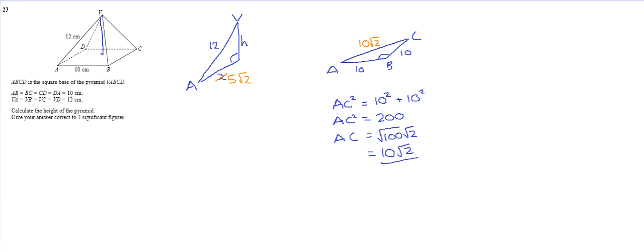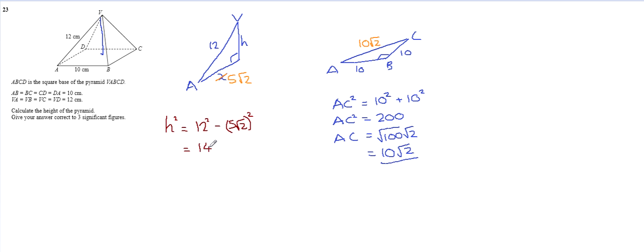Okay, so I foolishly don't have a calculator here, so I'm going to probably end this a little bit prematurely, but you'll get the gist of it. So the height squared, this is Pythagoras' theorem, this AV being the hypotenuse this time, so we're going to do 12 squared, take away 5 root 2 squared.